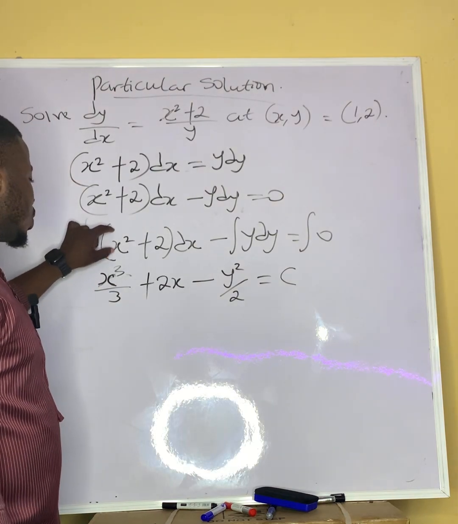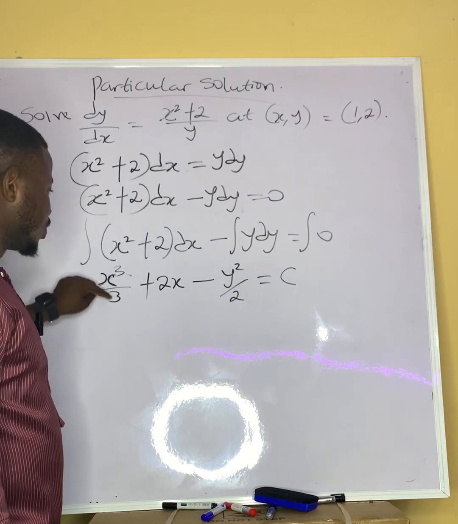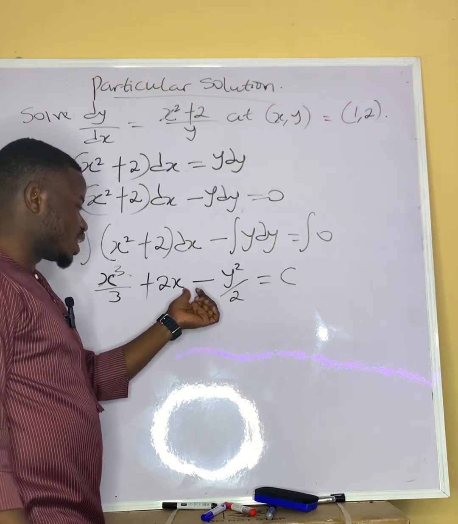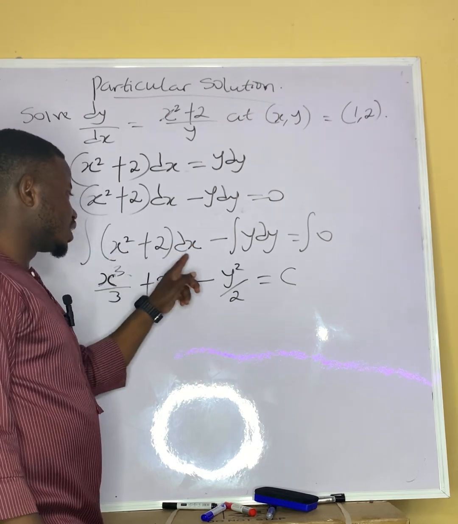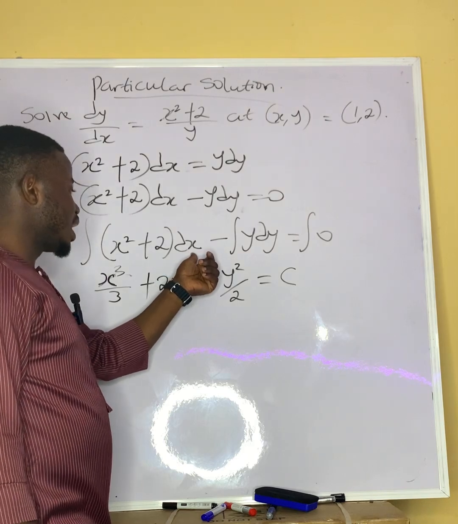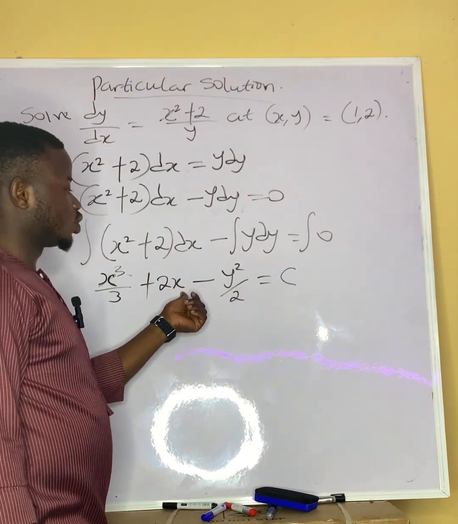Integrating x squared with respect to x, that will be x raised to power 2 plus 1 over 2 plus 1. That will give us x cubed over 3, plus this is a constant. Whenever you integrate a constant, we just put x at the back, since we are integrating with respect to x. If we were integrating with respect to y, that means this will turn to 2y.